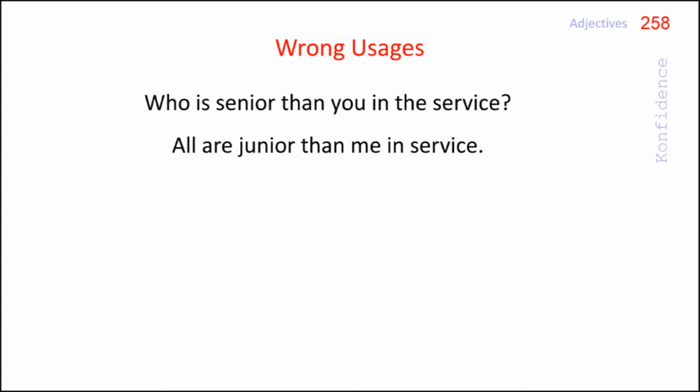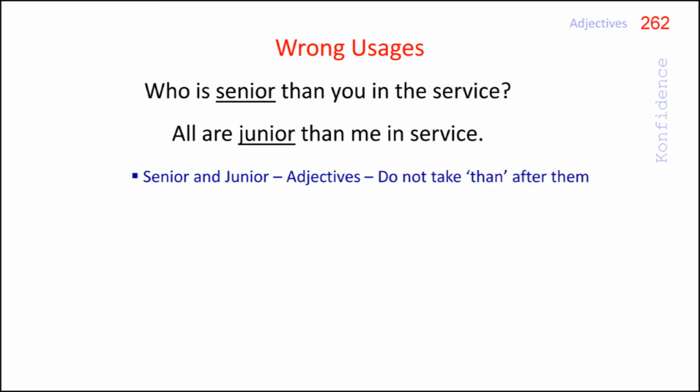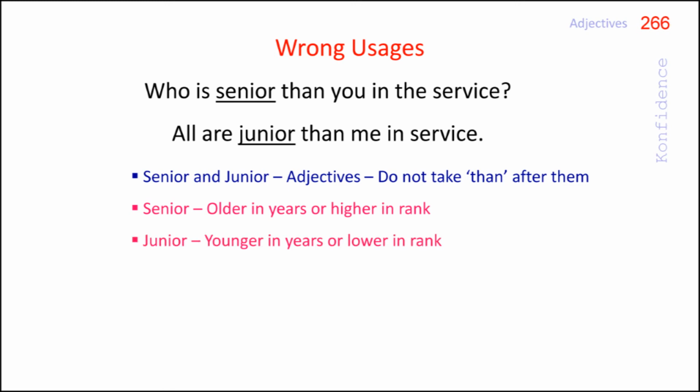Look at the slide. We have a question and an answer there. What do you think of them? Are they right? Look at the underlined words, senior and junior. They are adjectives, but they do not take than after them because they are already comparative in nature. Senior means older in years or higher in rank. Junior means younger in years or lower in rank. Therefore, these words take to instead of than after them.